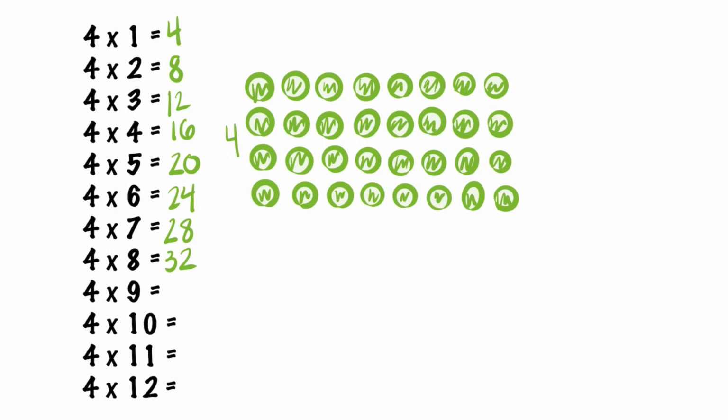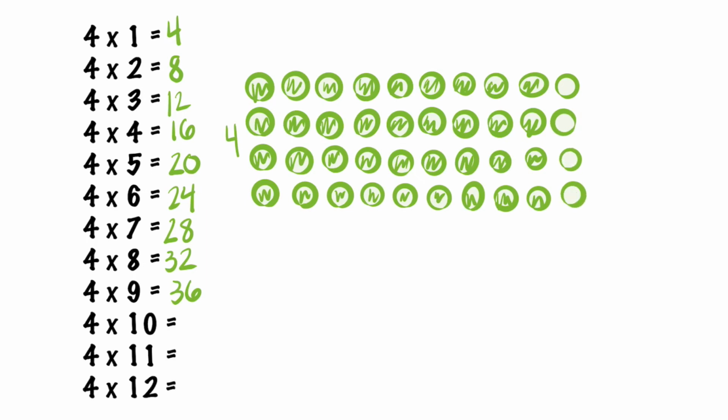4 times 9 means 4 rows with 9 in each row. Let's draw it and label it 4 times 9. Let's count up 32, 33, 34, 35, 36. The product is 36. 4 times 10 means 4 rows of 10.